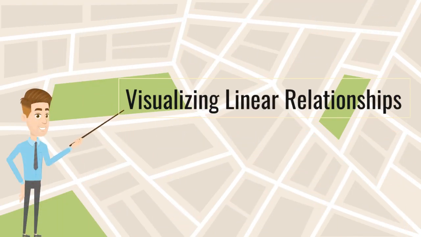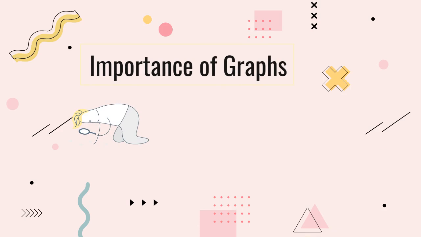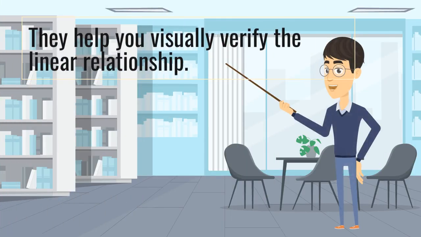Visualizing linear relationships. Importance of graphs. Graphs play a crucial role in understanding the data and the relationships between variables. They help you visually verify the linear relationship.